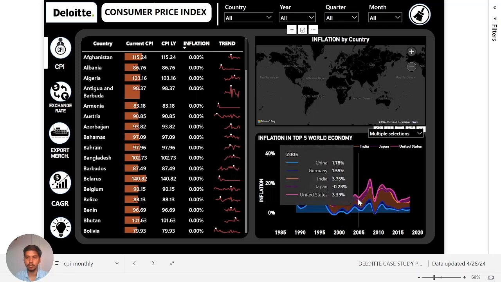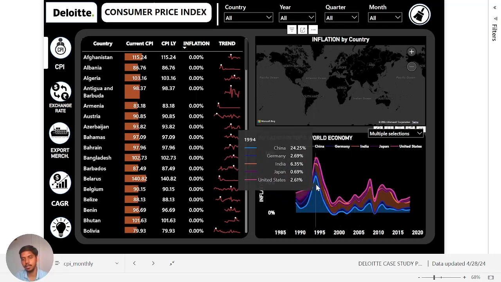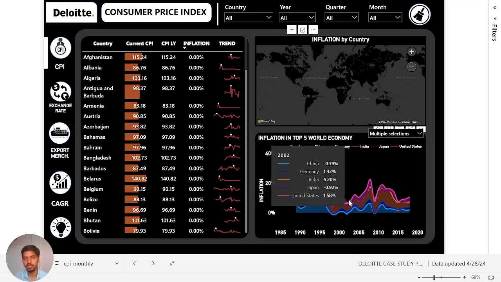So after hovering over this, you will notice one thing, that China had the highest inflation in the late 90s, with 24.25%, which is a very high inflation rate. Also, one thing you can note from here is that Japan went into deflation, like they went into negative. You can just see here, they went into negative numbers.